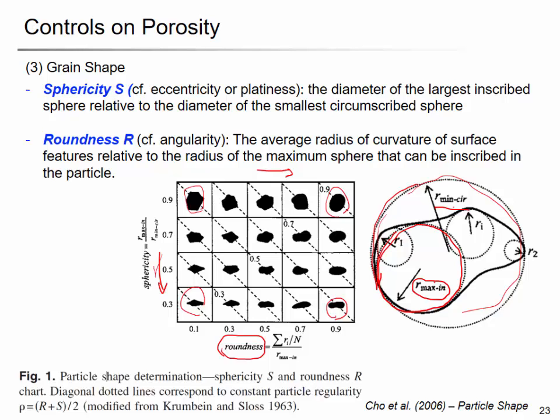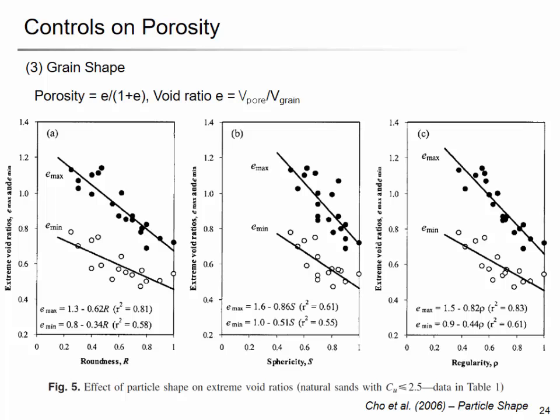And there's a particle regularity, which is suggested by these two guys, Krumbein and Sloss. And so regularity is just the mean of these two parameters, roundness and sphericity. So then we can test the maximum porosity and the minimum porosity for different particle shapes, right? And also with similar particle size. Then this is the figure. I think it's a really great work.